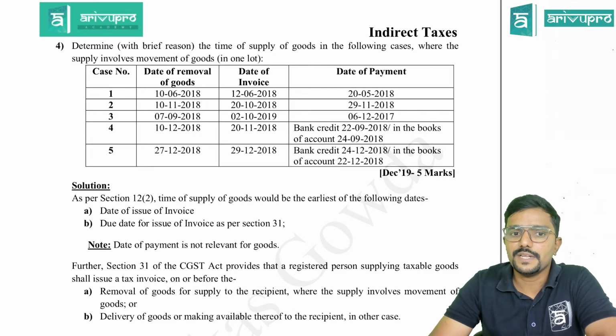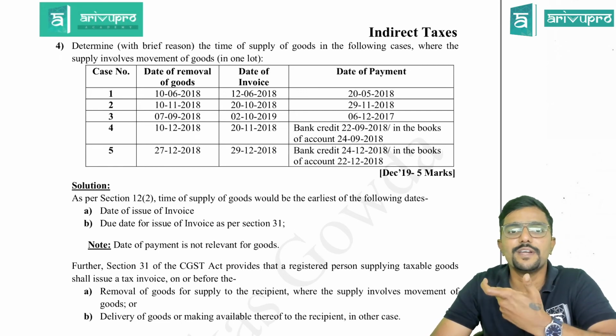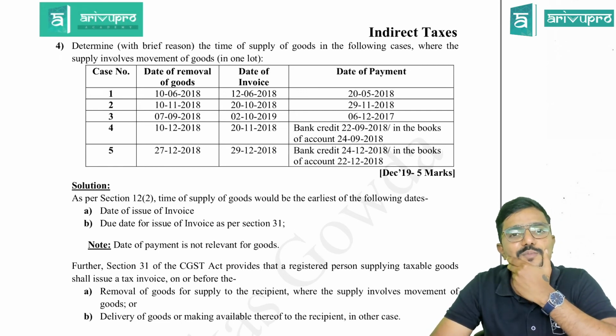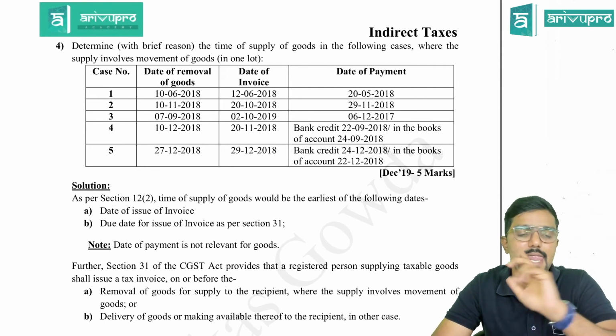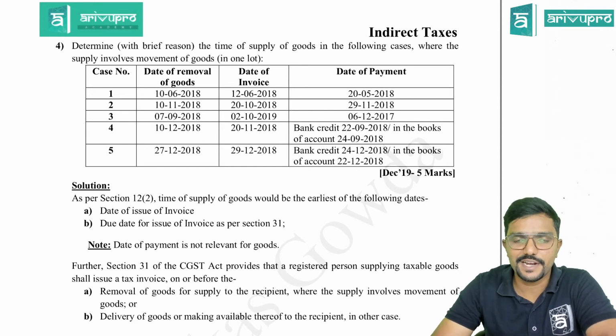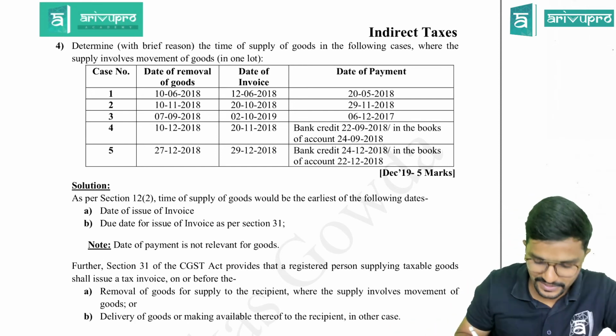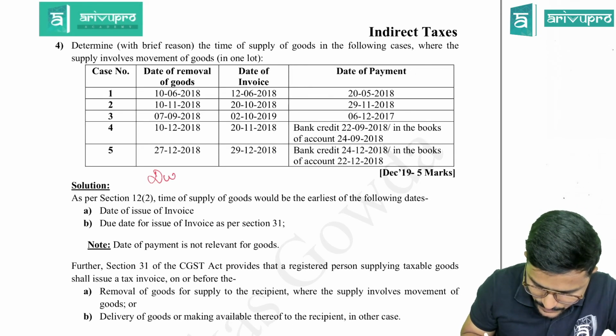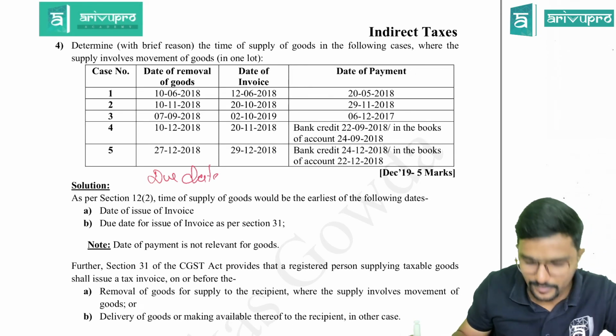Determine with brief reason the time of supply of goods in the following cases where supply involves movement of goods. So there is a movement of goods. So when there is a movement of goods, what is the due date to issue invoice, guys? Date of removal. Date of removal of goods is given for each case. So we know that that is the due date. You can just try to remember like that. So due date to issue invoice is date of removal.